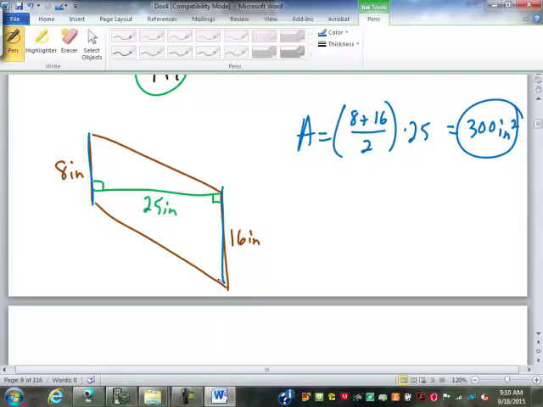Well, I did two triangles. Two triangles will work if you do it right, but it's tough because this doesn't necessarily line up with that. I did 8 times 25, divided by 2, and then 16 times 25 divided by 2. In this case, that will work, but not necessarily in every case.